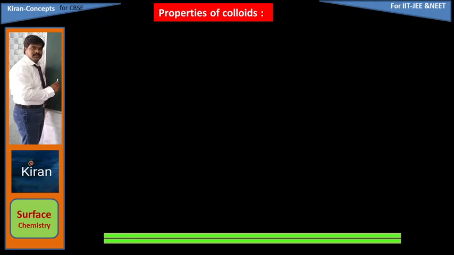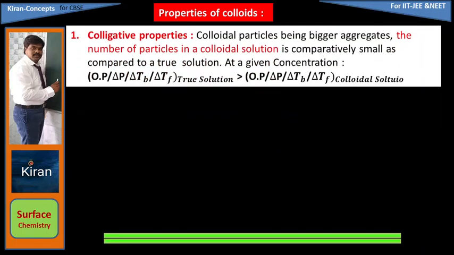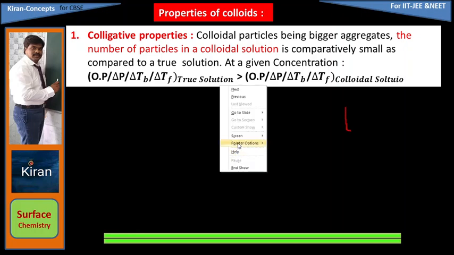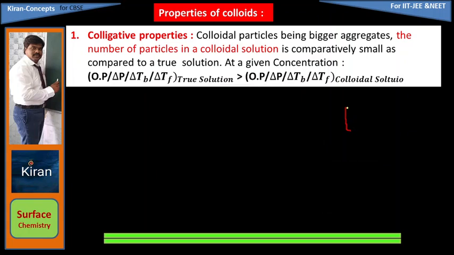Of colloids. Very important. Colloidal particles exhibit colligative properties. Colligative properties means the properties which depend only upon the number of particles. Such kind of property is known as colligative property. For example, I am taking one solution. Any one of the solutions when you take it.